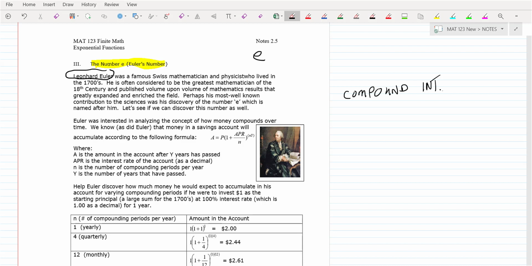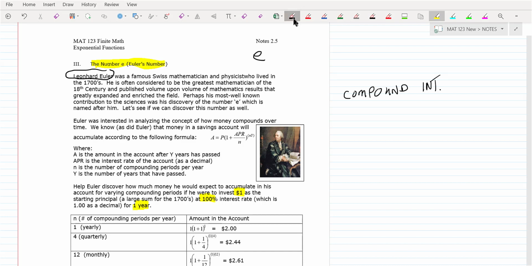So what Euler did, this is his idea. In his time, we already knew what compound interest is. We had banks that used compound interest. So his idea was, I'm going to invest $1 as the starting principal. I'm going to have an interest rate of 100%, and I'm going to see what happens to my money after a year. Let me show you what happens if you use the compound interest formula.